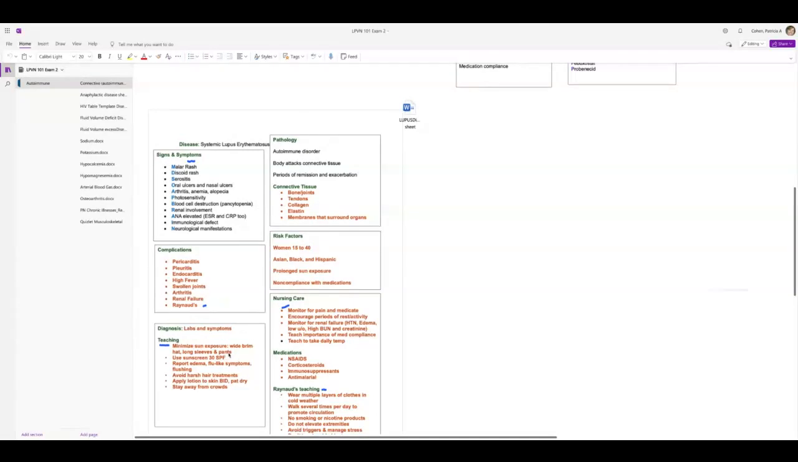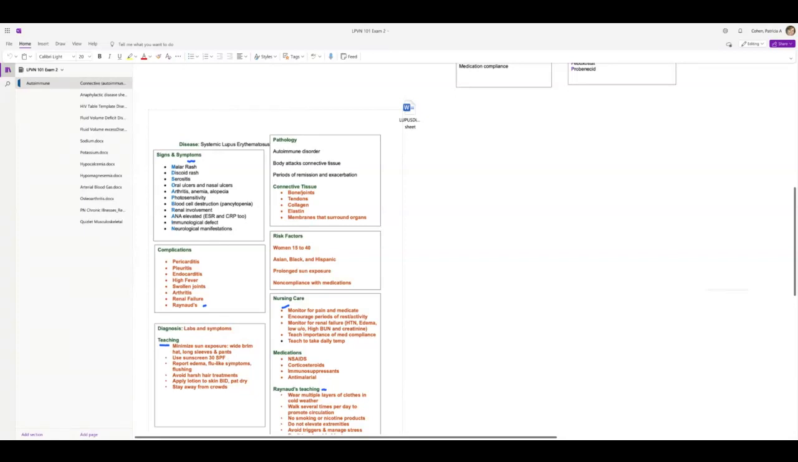All right, so you need to teach the importance of med compliance with any autoimmune disease because they're going to be on many meds, okay? And many of them are immunosuppressants, so you have to teach them the importance of med compliance. They need to take their temp daily as well. Minimize sun exposure. They need to wear a big hat when they're out in the sun, long sleeves and pants. The SPF of sunscreen has to be 30. Okay, so that's important too.